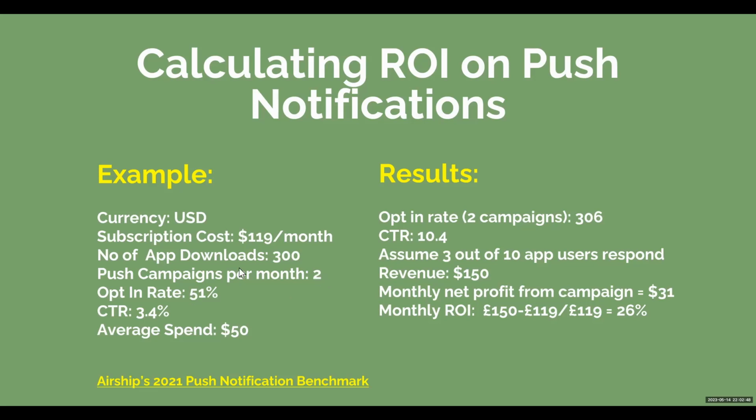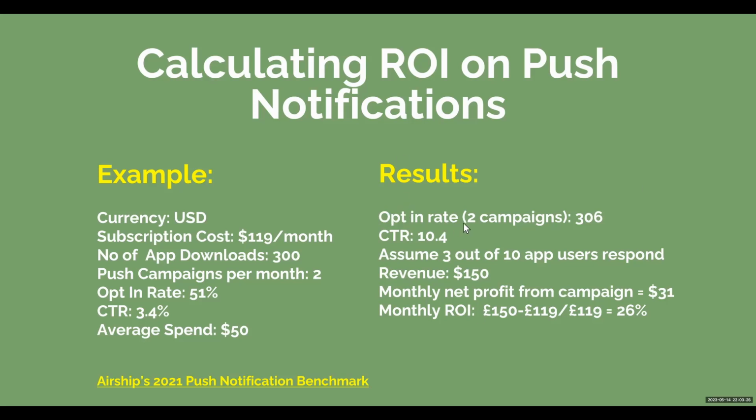So let's assume we're generating 2 push notification campaigns per month. So we send out 2 push notifications to app users per month, and the opt-in rate in this case will take the lower end of the opt-in rate, which is 51% for iOS. If you recall the previous slide, the click-through rate here is 3.4%. Again, that's the iOS click-through rate. And the average spend for a restaurant for 2 people, conservatively I've put it as $50 per table, per booking. So the results are here.